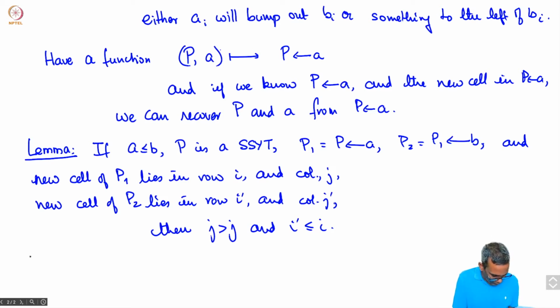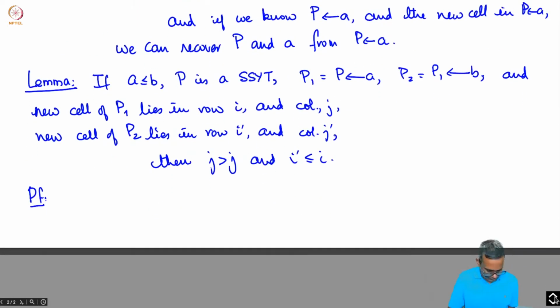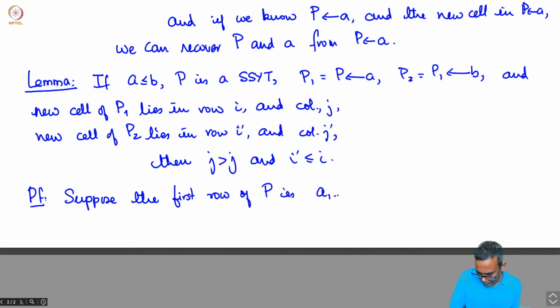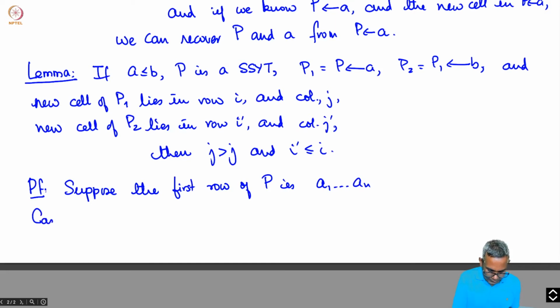And to prove this, let's suppose that the first row of P is A1, A2, ..., AN. Now let's look at a few different cases.